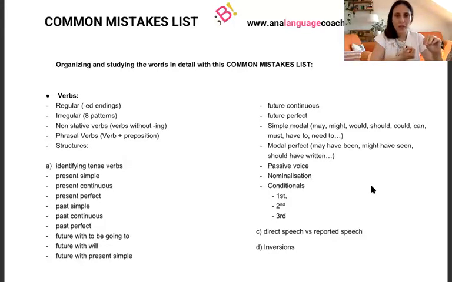Then modal perfect: may have been, might have been, should have written. If you know how to identify and when to use modal perfect, that would be fantastic. Then passive voice, careful with this. You really need to use the passive voice when you're writing essays to sound more academic. And then you have nominalization, conditionals, the first, the second, the third, then direct speech versus reported speech, and inversions. Obviously, I'm not going to identify these structures and tense verbs right now. I'm just giving you the scheme so you can organize later the discoveries that you are making and what exactly you are having trouble with.